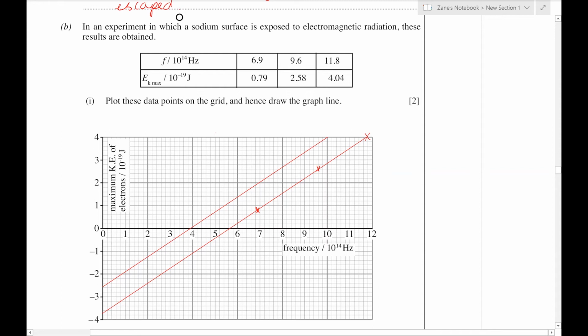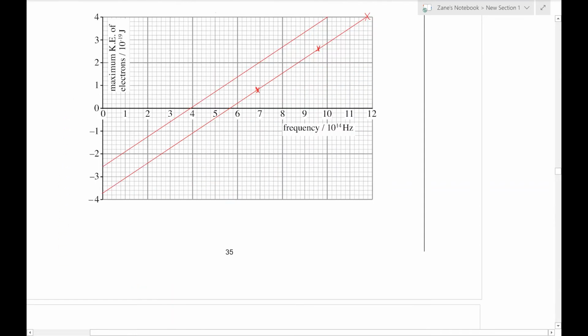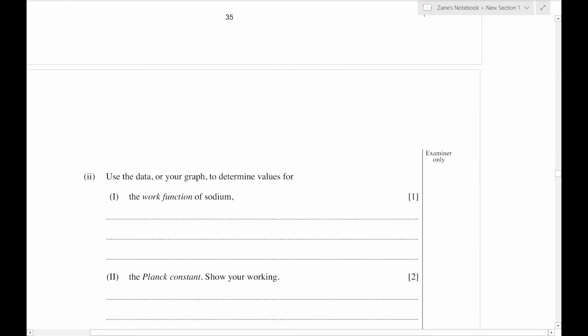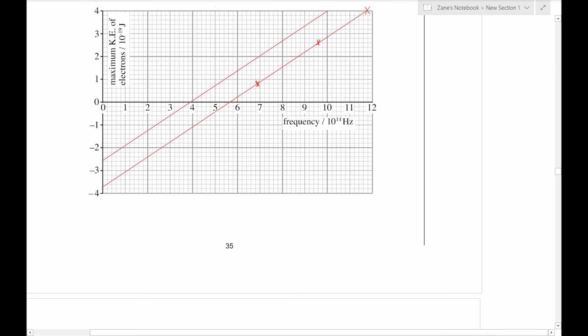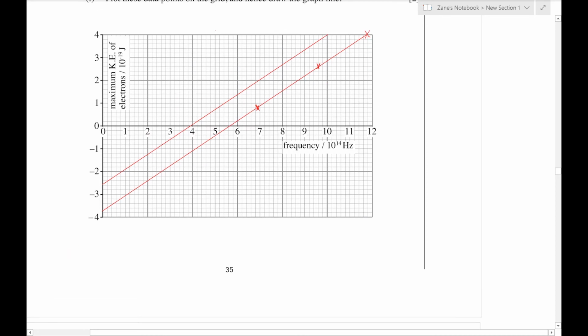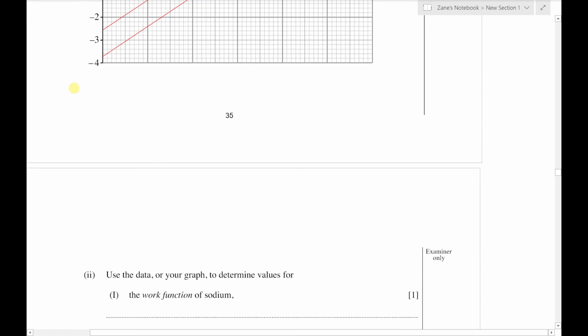And it's worth remembering here that the intercept on the y-axis is going to be the work function of the material. So extend the graph, extrapolate it until it does cut the y-axis. So the next part of the question asks us, either using data or the graph, to determine the work function for the sodium, and as mentioned earlier, the quickest way of doing that is just to look at the intercept on the y-axis, and you'll see that that's approximately 3.8, but you mustn't forget that there's a 10 to the minus 19 multiplying factor as well.